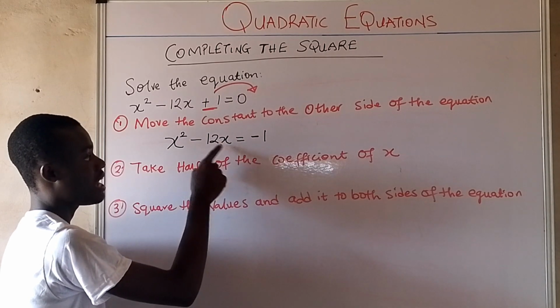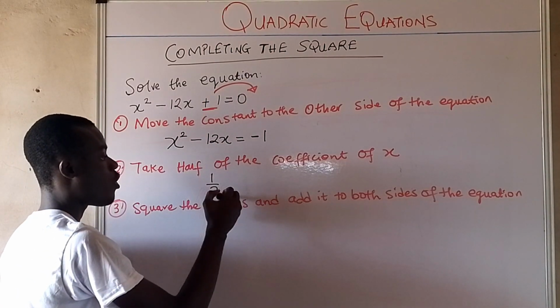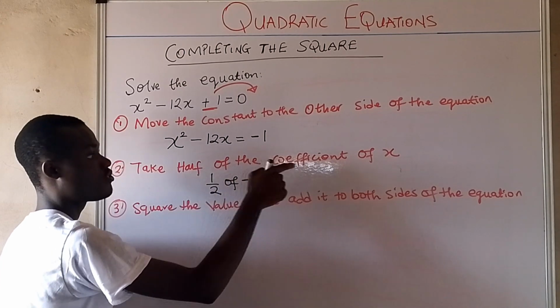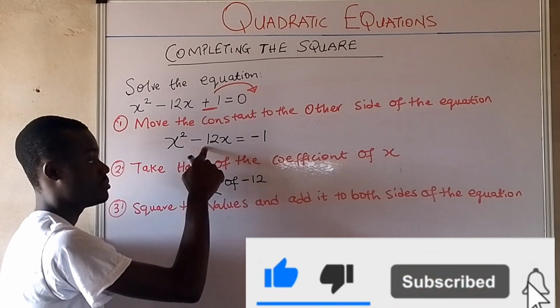Now x has the coefficient of minus 12 in this equation. So we are going to take half of minus 12, half of the coefficient of x. This is x and the coefficient is minus 12. Remember, your sign is very important.